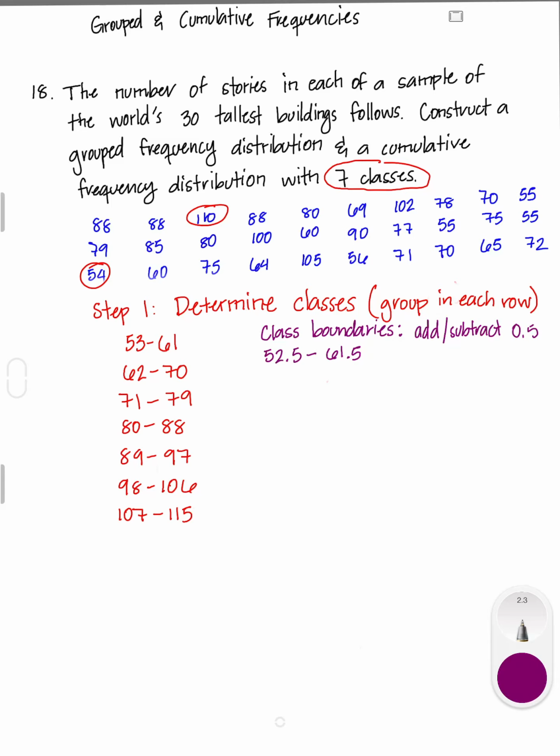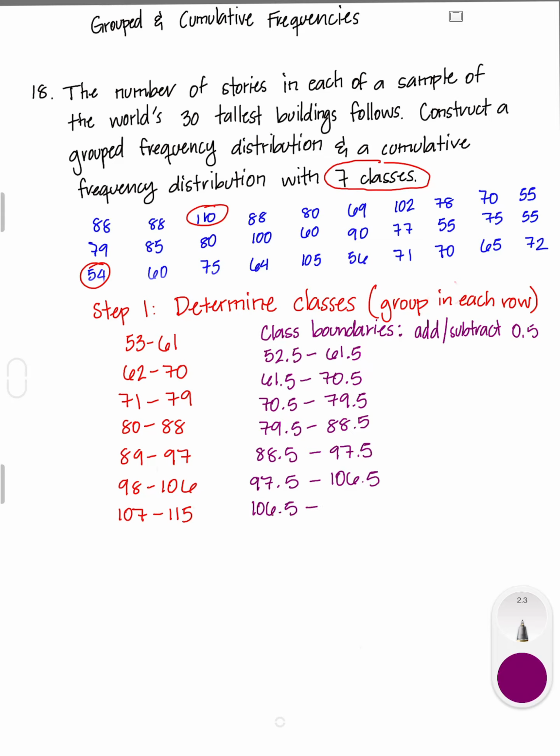Okay. And then for the next one, again, 61.5 to 70.5, and then 70.5 to 79.5, and then 79.5 to 88.5, then 88.5 to 97.5, 97.5 to 106.5, and 106.5 to 115.5.